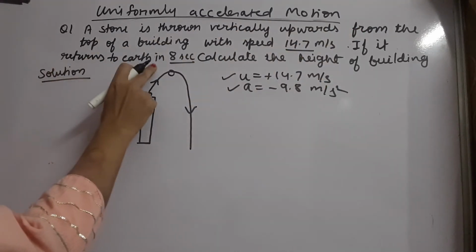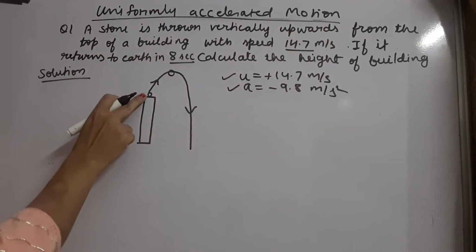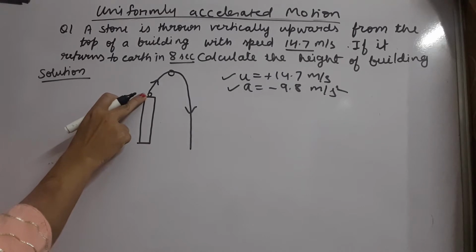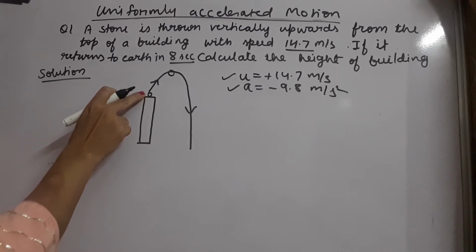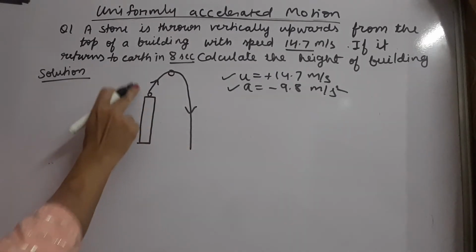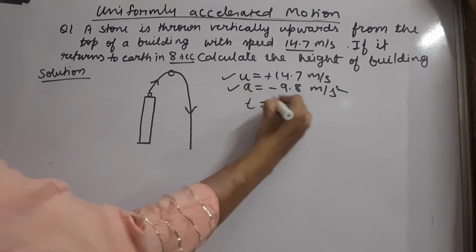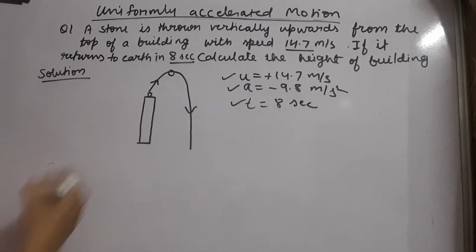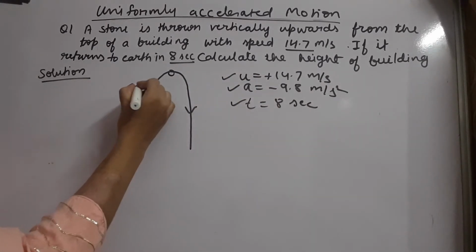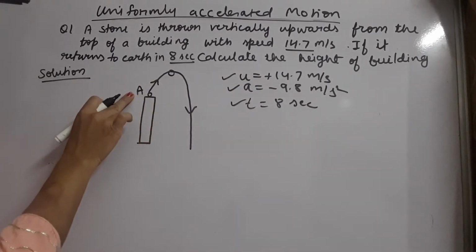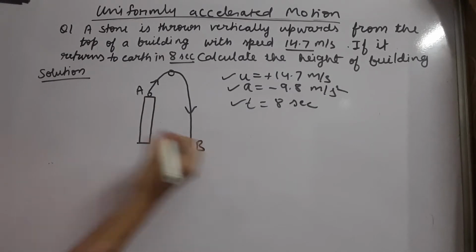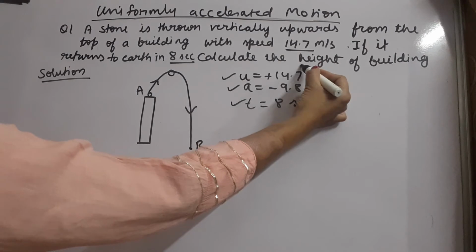Okay, and other than that, what is the next data? It returns to the earth in 8 seconds, that means from here when the stone's journey started, from this point it returned back to earth. So the total time of the journey is given, 8 seconds. This is the third data. So let us name the positions. A is the starting position and B is the ending position. Now what is the target? We have to solve for the height of the building.